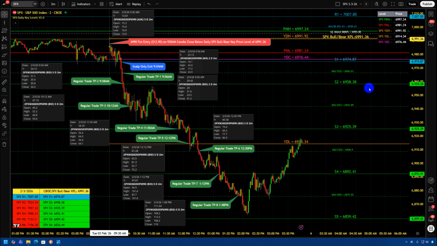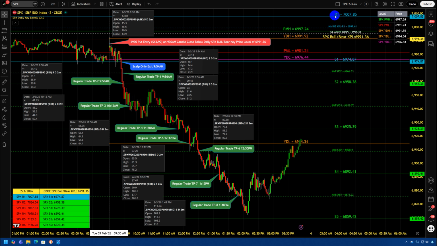Okay, so at 9:30 a.m. Eastern New York time on the market open of SPX, you will get these daily levels on your chart, starting with the most important level, the SPX Bull Bear Key Price Level, or KPL, which for today's session was 69.9136. You'll also see these other levels here, the S levels below and the R levels above.